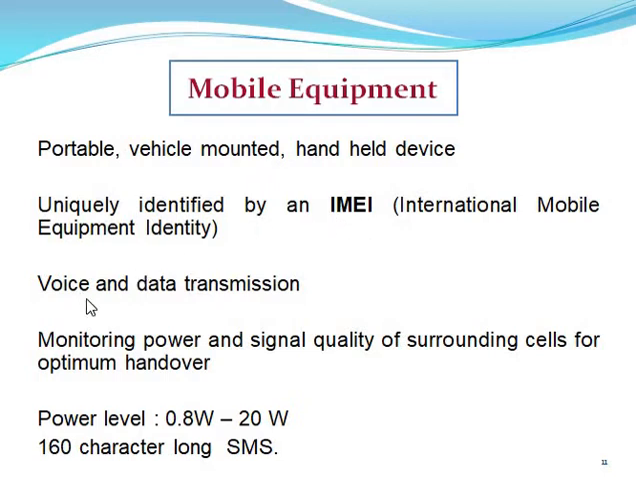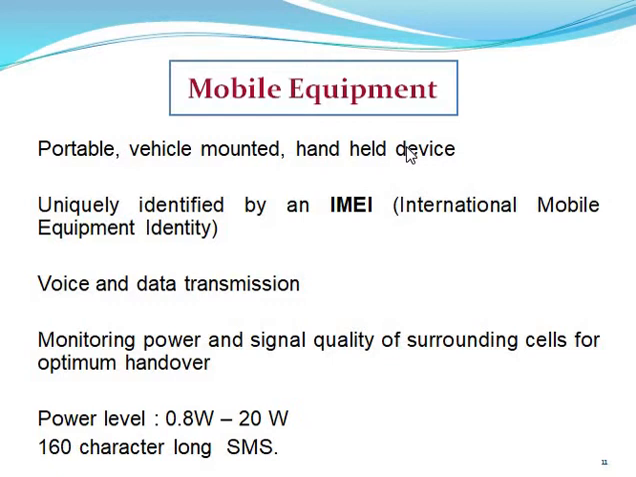Now next we can see what mobile equipment is used for, mostly voice and data transmission. In all voice calls and data transmission we use the mobile equipment. Mobile equipment is portable and vehicle-mounted, and you can use it any time, anywhere. It also monitors the power and signal quality of the surrounding cells for optimal handover.